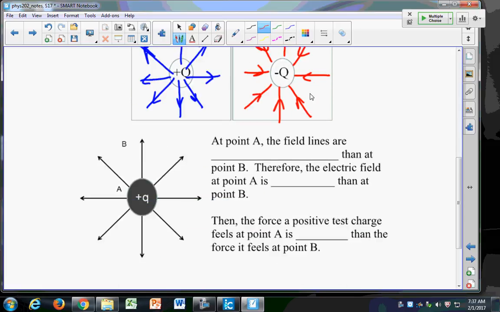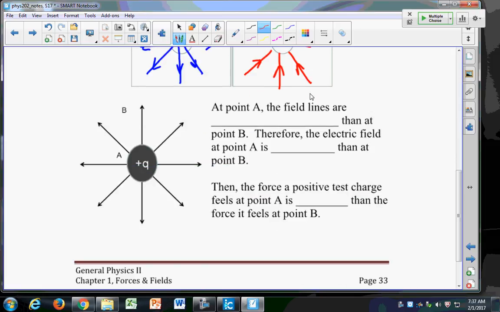So imagine here at point A, the field lines are more dense than at point B. They have a higher line density. Therefore, the electric field at point A is bigger than at point B. So if I were to put a positive test charge here and a positive test charge here, the positive test charge would feel a bigger force at point A than at point B.